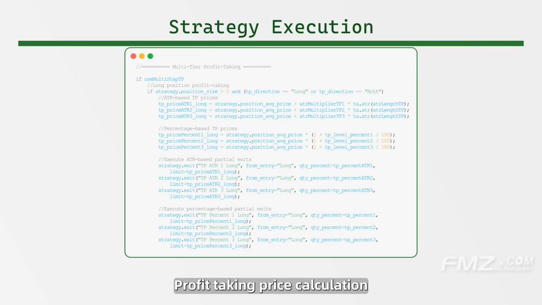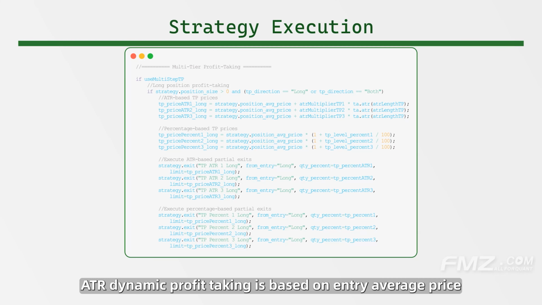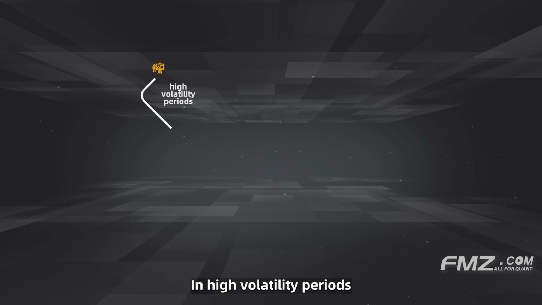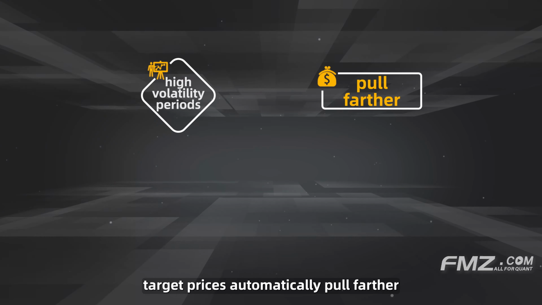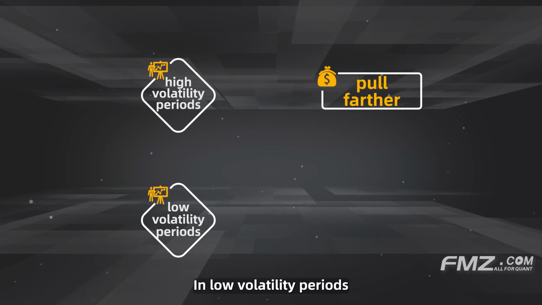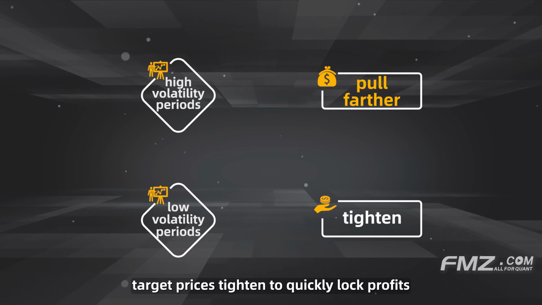Profit-taking price calculation runs two systems simultaneously. A TR dynamic profit-taking is based on entry average price plus a TR value multiplied by preset multiples. The three-tier progressive design allows profit-taking targets to automatically adapt to market volatility. In high volatility periods, target prices automatically pull farther to give trends more space. In low volatility periods, target prices tighten to quickly lock profits.